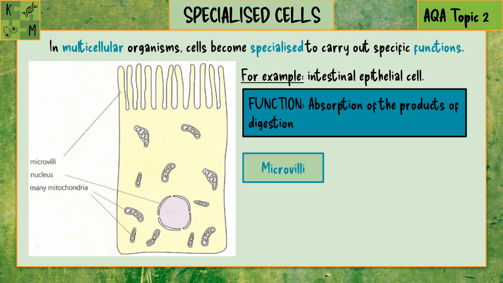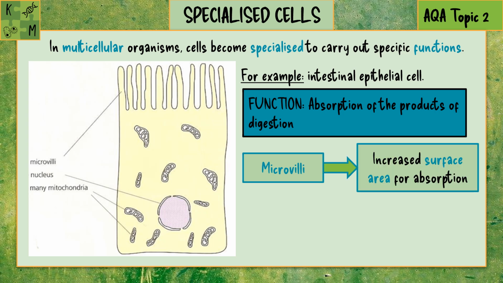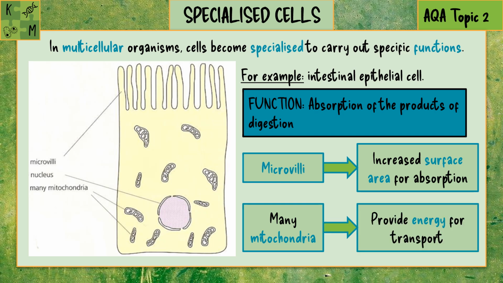So first of all, we can see at the top of the cell, we've got these extensions of the cell membrane called microvilli. So these are folds or extensions, and this increases the surface area for absorption to occur across. Secondly, what we can see is there are lots of mitochondria within the cytoplasm. Lots of mitochondria means lots of ATP is being produced, and so we now think, well, what could that be used for? So that's for energy, for transport across the membrane.